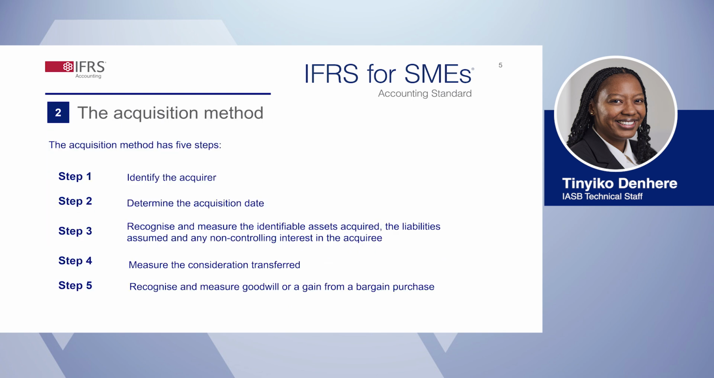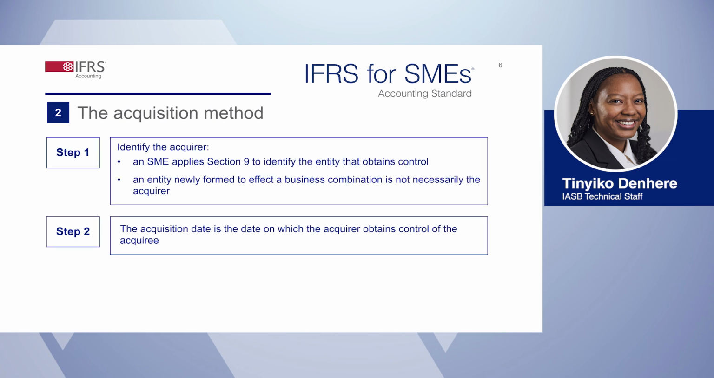So, now we've looked at how to determine that an acquisition is a business combination. Let's look at how to apply the acquisition method. The method sets out 5 steps to follow in order, and we'll talk through each of these in turn. The first step is to identify the acquirer.